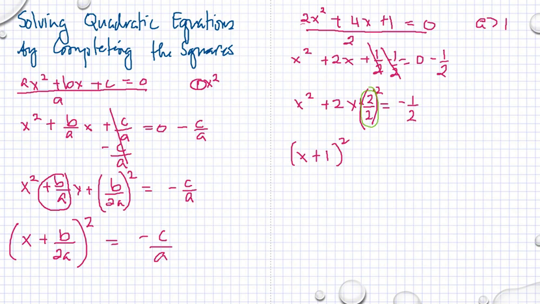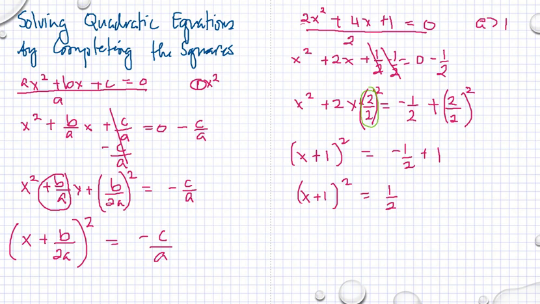But everything that you do in the left hand side of the equation, you need to do also on the right hand side of the equation. So I'm going to do the same here. 2 divided by 2 squared. And I will get negative 1/2 plus 1. So I have x plus 1 squared is equal to 1/2. Negative 1/2 plus 1 is 1/2.